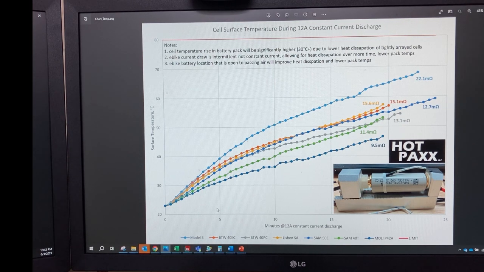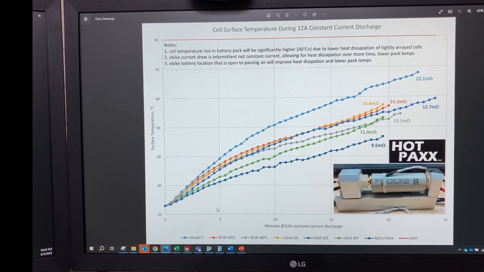And so if you're on an e-bike and let's say you could pull constant current from it the whole time on a long ride, then what would happen is your bike would shut off and you'd be waiting for the BMS to get below its temperature threshold so that you could start discharging the pack again.